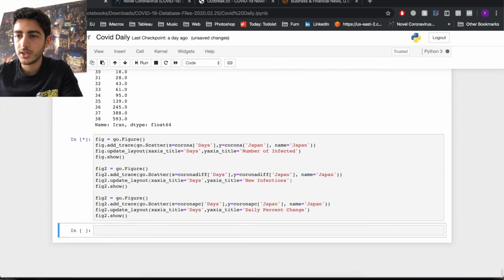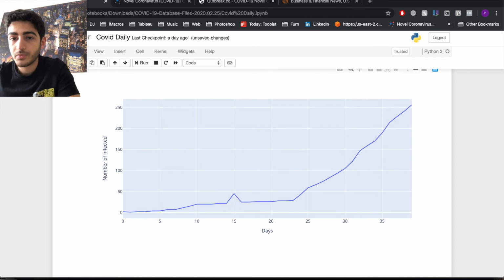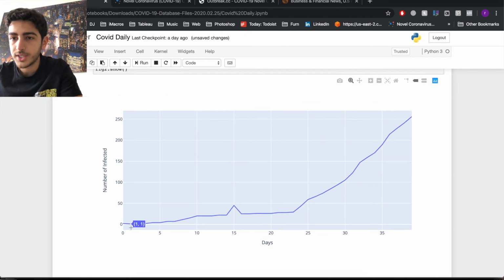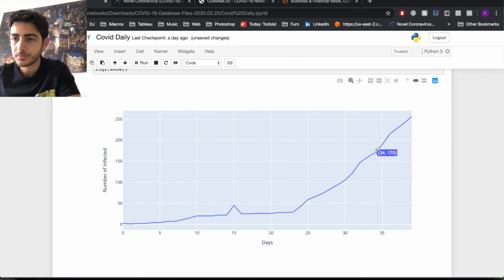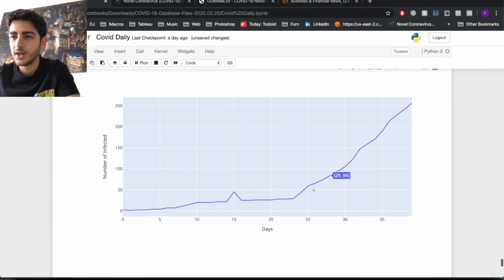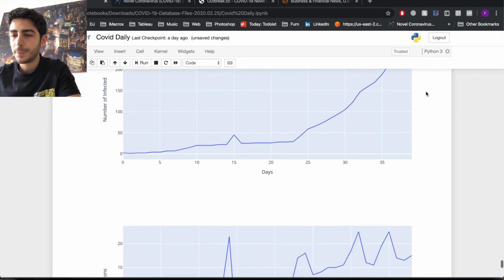Okay, so let's take a look at Japan. Okay, number of new infections has been increasing rapidly. However, it seems to not be increasing at as fast of a rate as the other countries we've seen, in particular Europe and the Middle East, and certain other Asian countries. It seems to be growing more linearly.